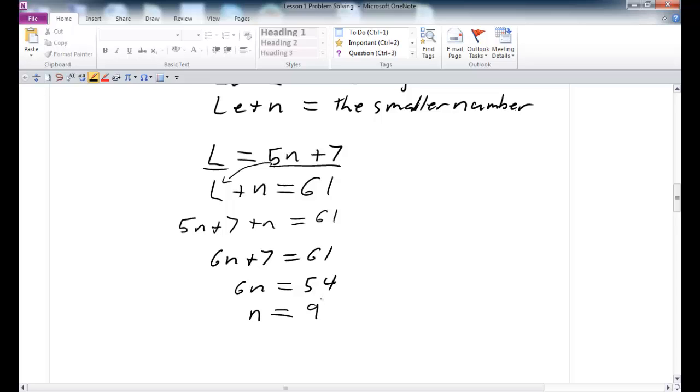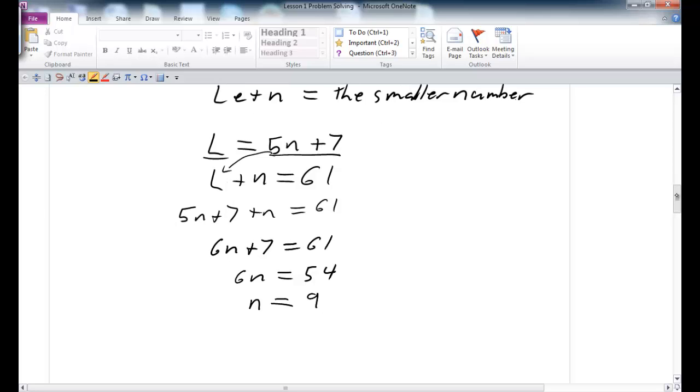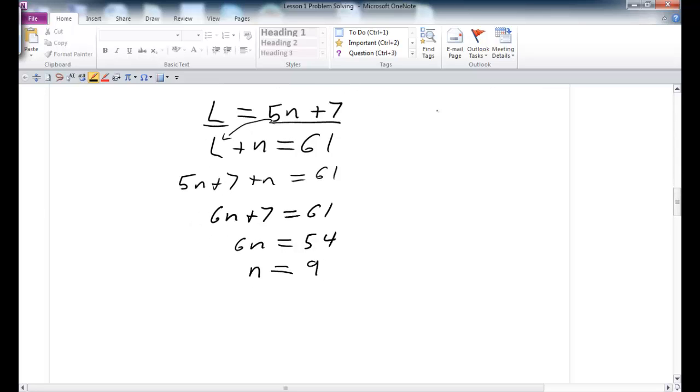Now, since we have two values to solve for, we're going to have to take this value and substitute it back into one of our equations to find the other value, the L. I would go up here. L equals 5 times n, and we said n was 9. 5 times 9 plus 7. And so we get L equals 45 plus 7. We get L equals 52.